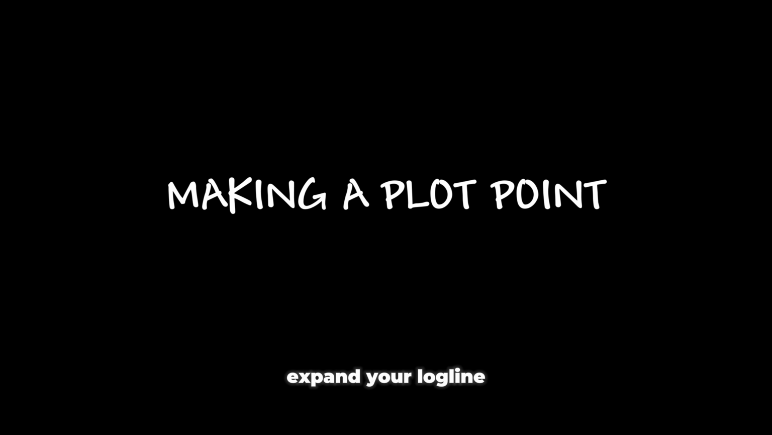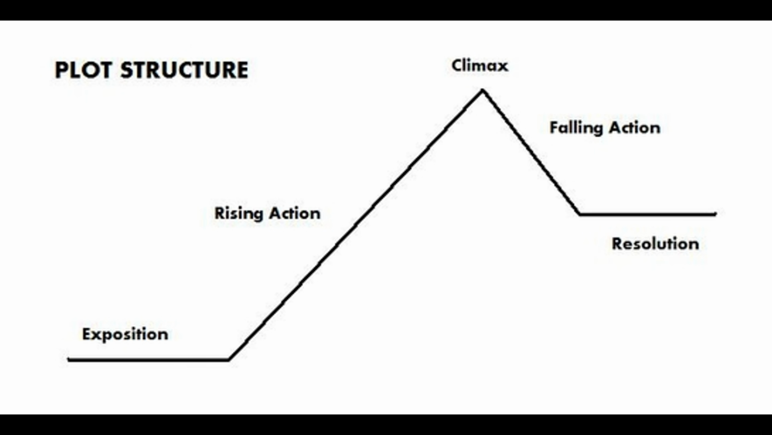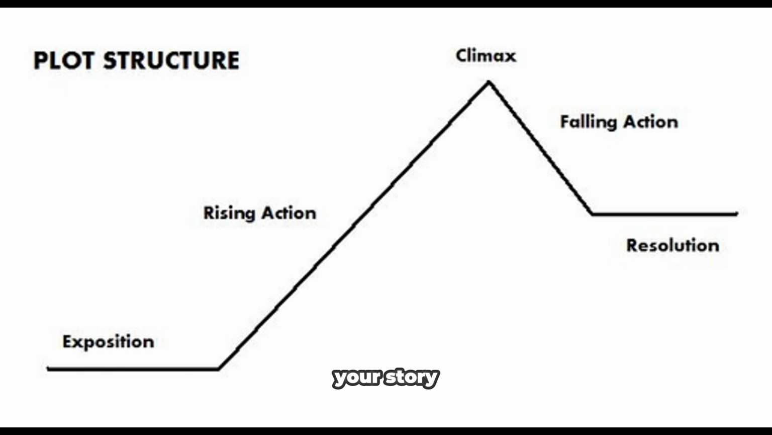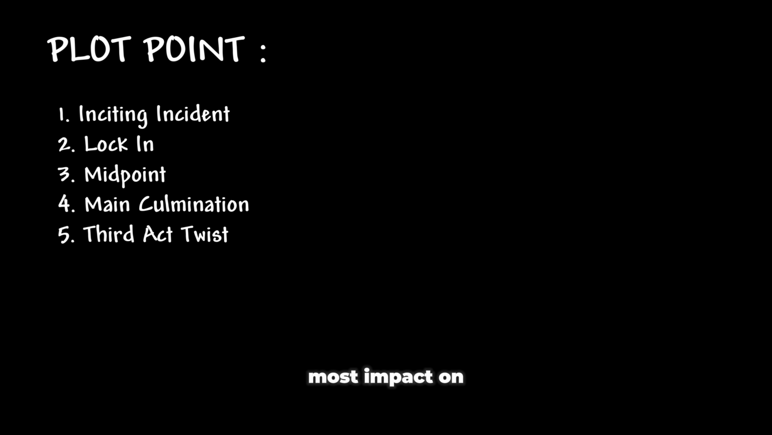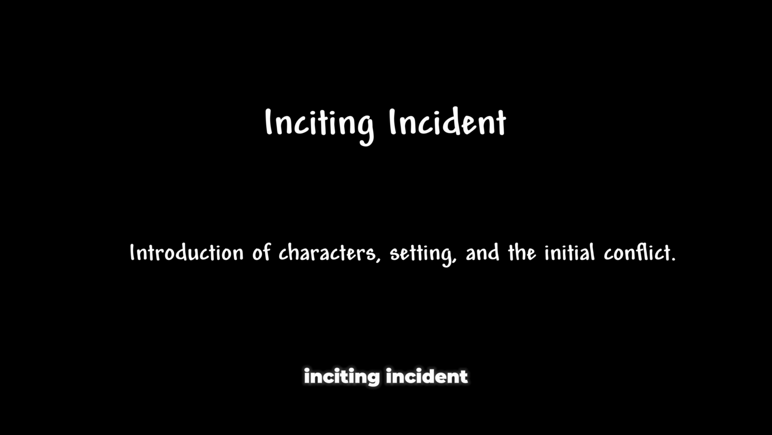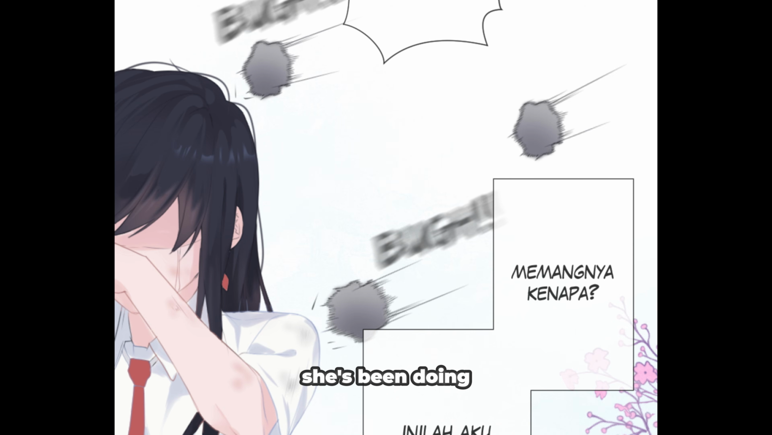Next, you can expand your logline to outline your story from beginning to end. Write down the key points of your story, including the major events and conflicts that have the most impact on your character. For example, here's how I structured the story for Halloo. Inciting Incident. Carissa is a high school student known for her habit of daydreaming. She's been doing this since elementary school, which led to her being bullied by her classmates.